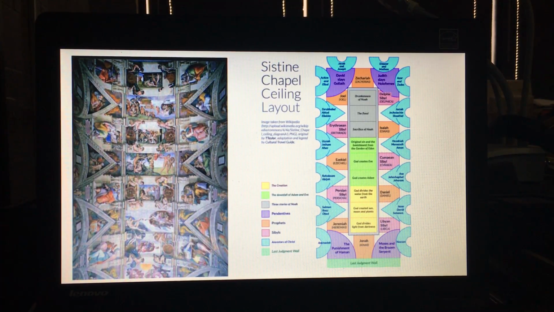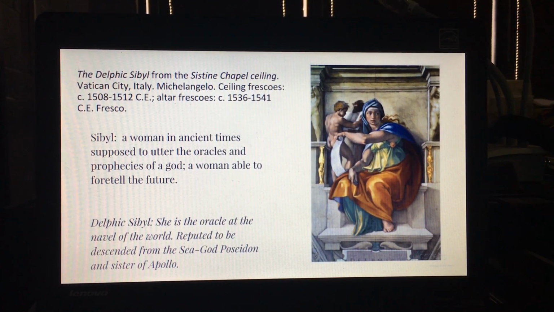A Sibyl is a woman in ancient times supposed to utter the oracles and prophecies of a god, a woman able to foretell the future. This image is of the Delphic Sibyl, and she is the oracle right at the center of the world, understood to be descended from Poseidon and a sister to Apollo. Again, this is all in legend, right?